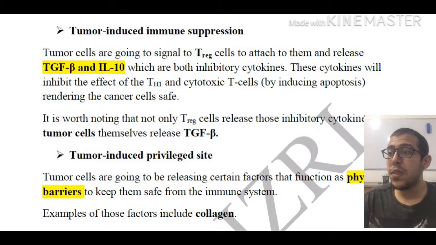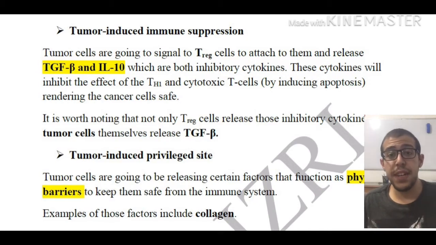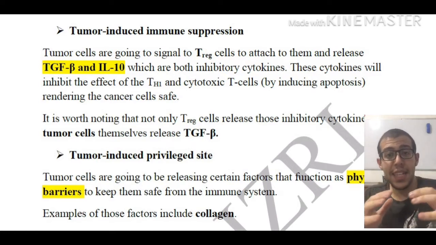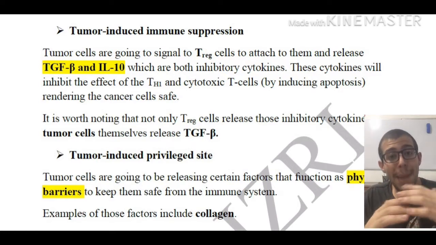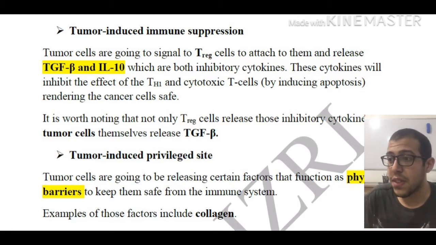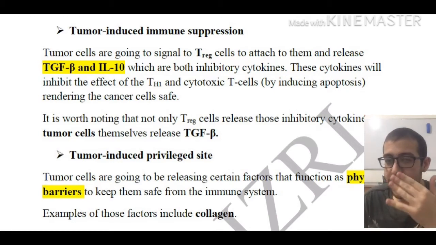Next, the tumor-induced privilege site. This is also very interesting, actually, in the sense that we have, for example, a tumor cell at a particular location. It is going to be secreting certain molecules that are going to be protecting it. It's going to be hiding it. It's going to be masking it. Therefore, these cells are not going to be detectable by our immune system. Some of these factors that are produced include collagen.